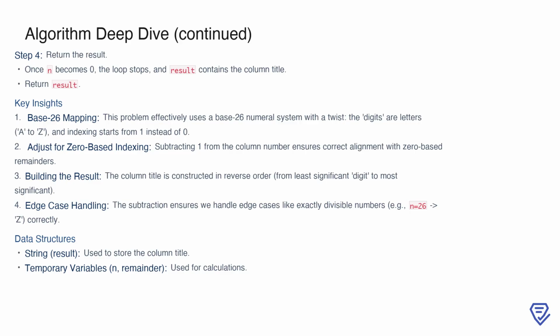For edge cases, such as when the column number is exactly divisible by 26, the subtraction ensures the calculation proceeds correctly. For example, the remainder for 26 maps directly to Z without any issues. Throughout the process, we only use a string to store the result and a few temporary variables for calculations, making the solution efficient in terms of both time and space.